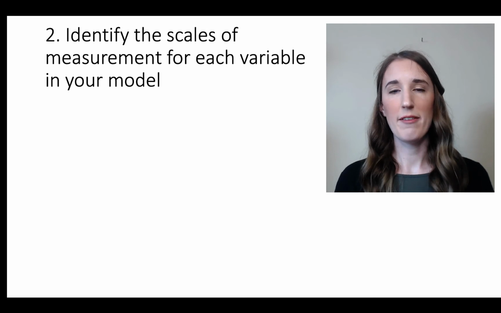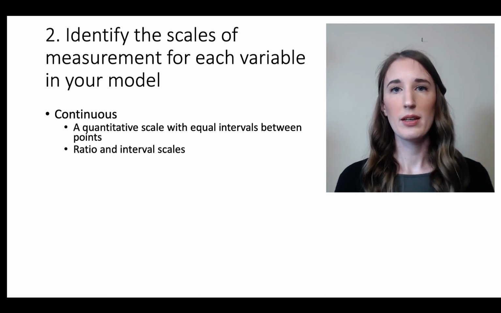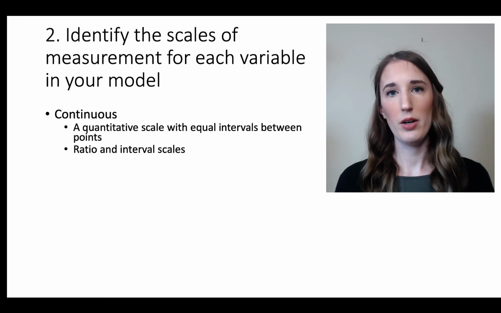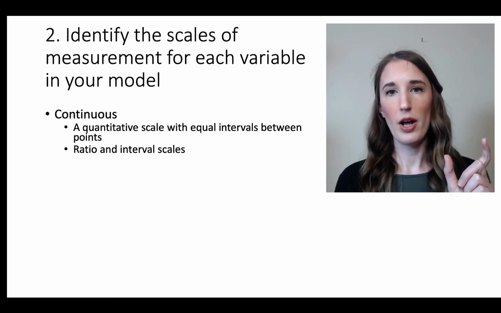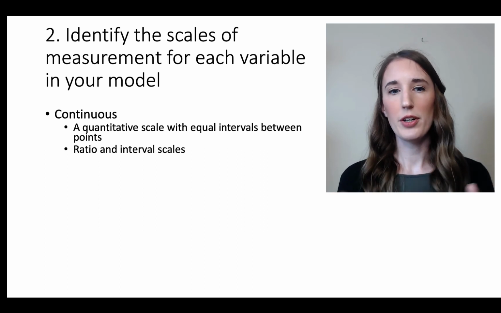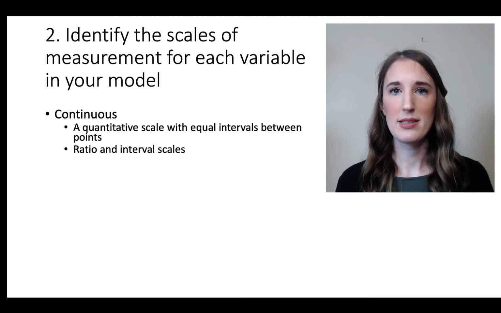Next, once we've identified the variables in our model and the roles that they play, it's time to identify the scales of measurement for each of those variables. For example, we might have continuous variables. Continuous variables are measured on a quantitative scale with equal intervals between points. This means the distance between 1 and 2 on this scale needs to be the same as the distance between 2 and 3. You might have learned about ratio or interval scales in previous courses. Both of these can be considered approximately continuous.